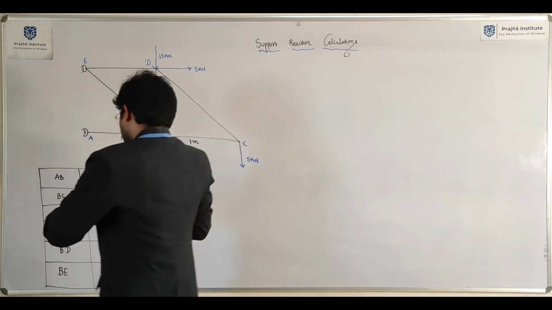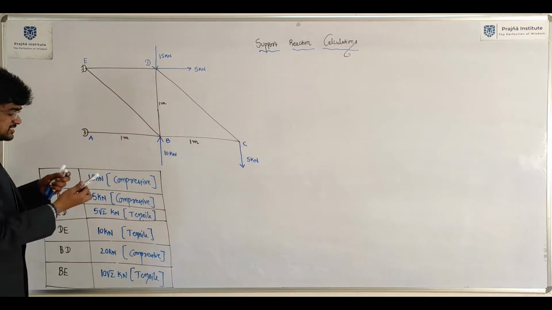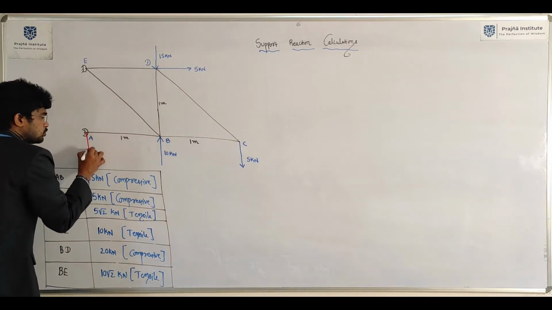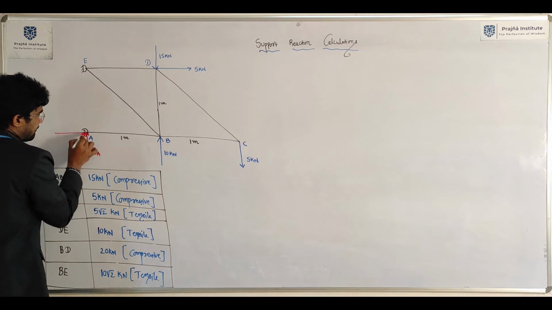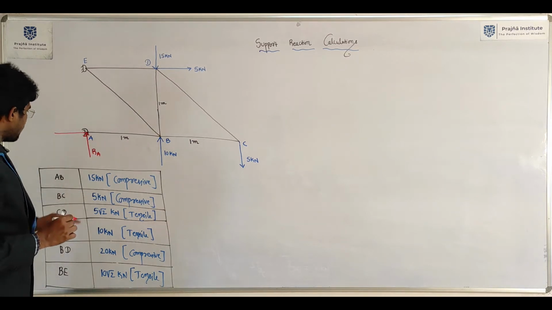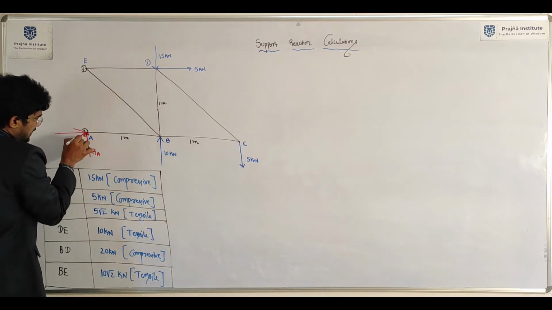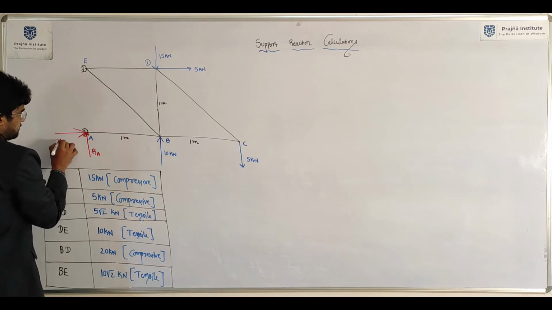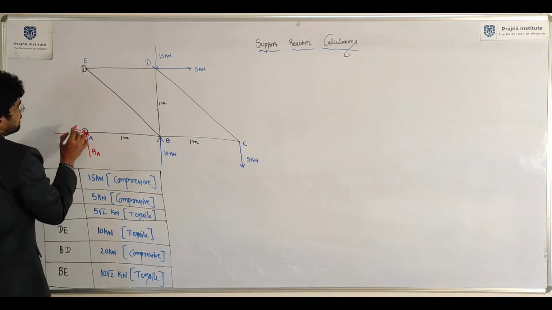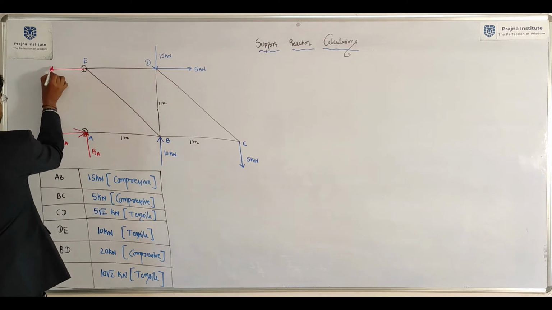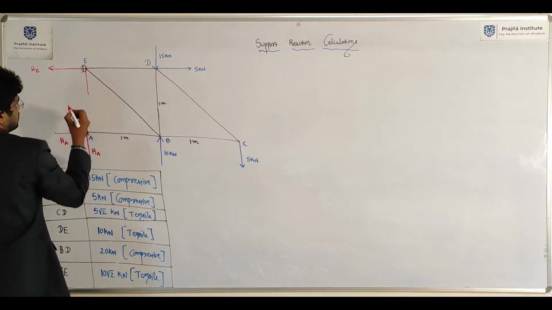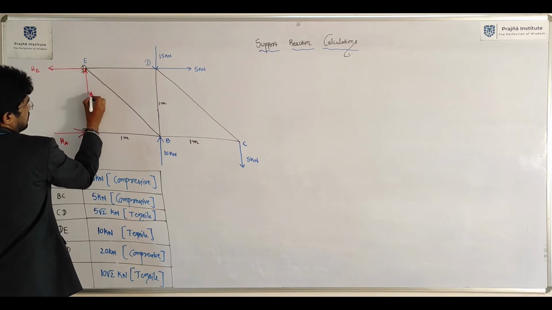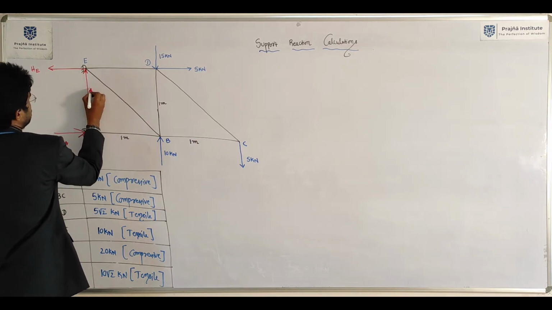So what are the support reactions? It is hinge support, so you will get two support reactions. Of course, it is RA, and this will be HA. If it is HA, the horizontal reaction at the other support will be HE. Here you will get, of course, RE.